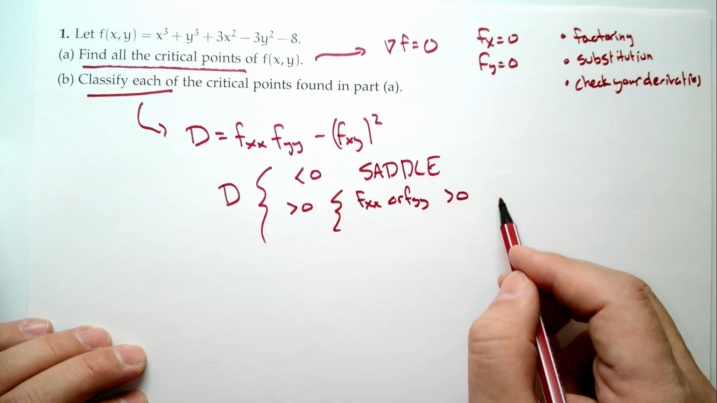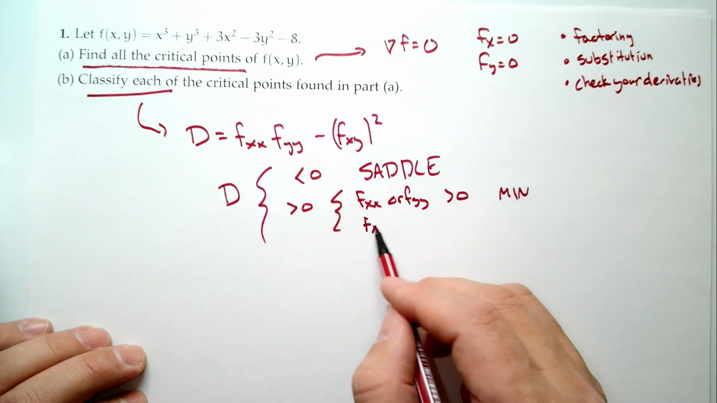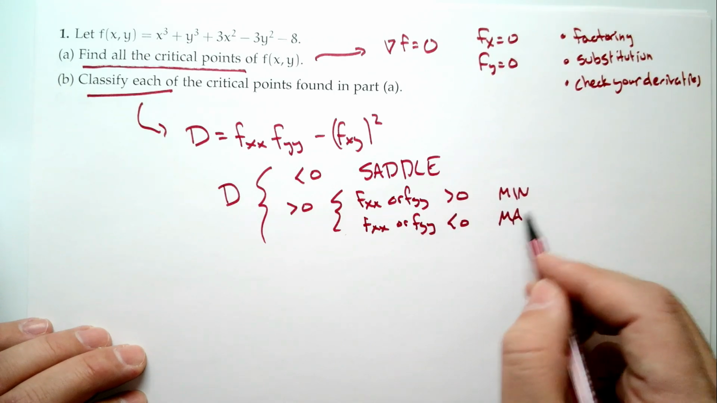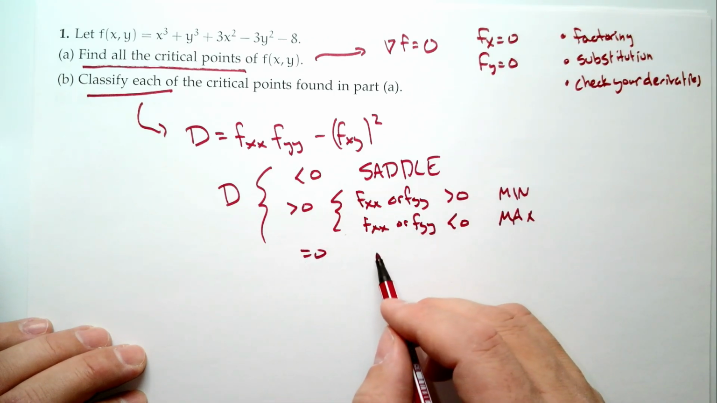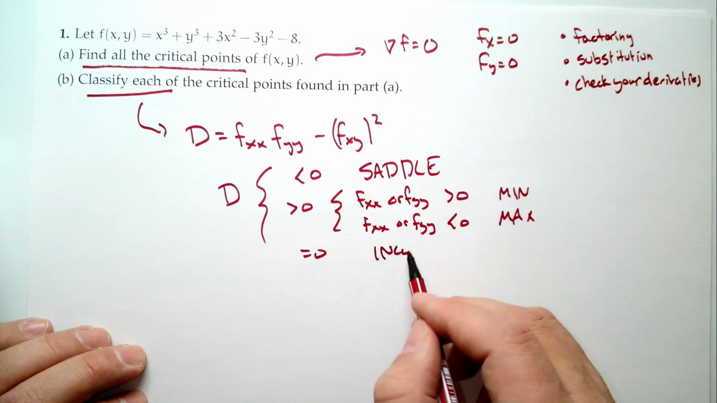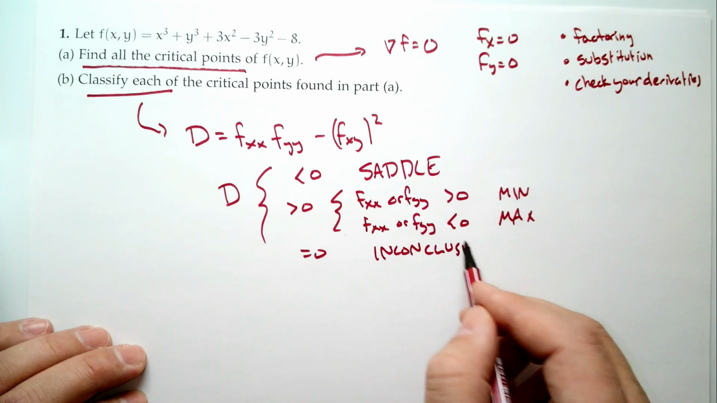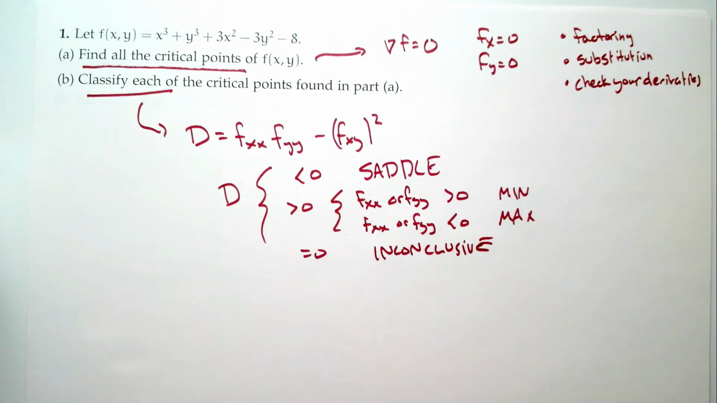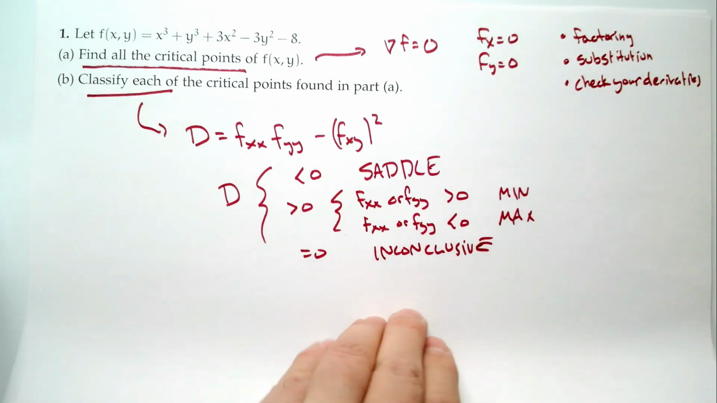If it's positive, then you're at a min. The fxx and fyy will both have the same sign. If it's negative, you're at a max. And if D equals 0, just say inconclusive. Or if you can't spell the word inconclusive, just say, we don't know. You don't actually have to keep going. Okay, so if you see a find and classify, that's what you do.